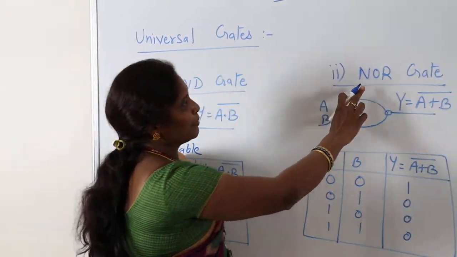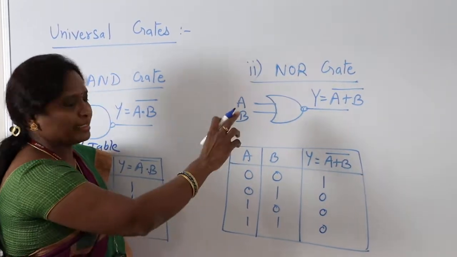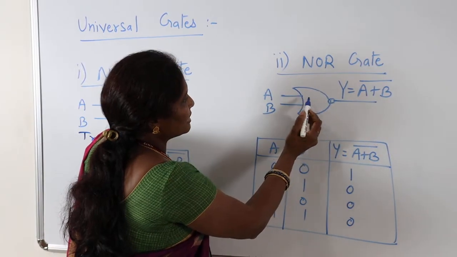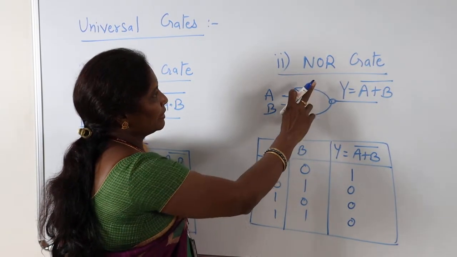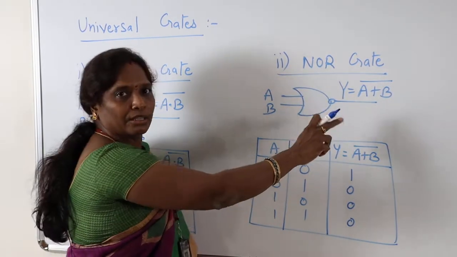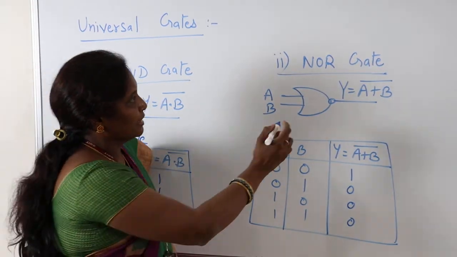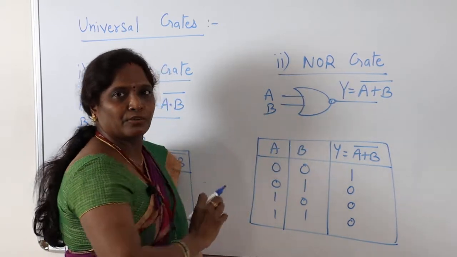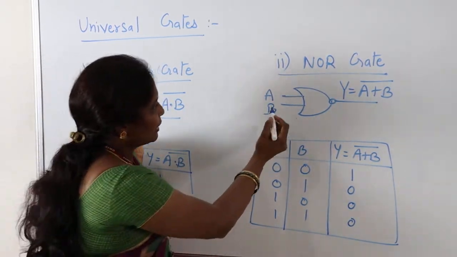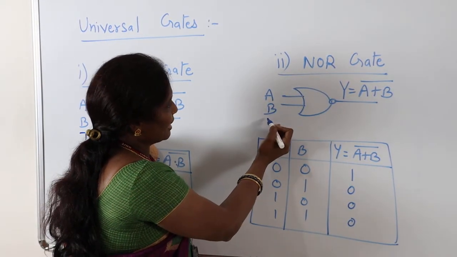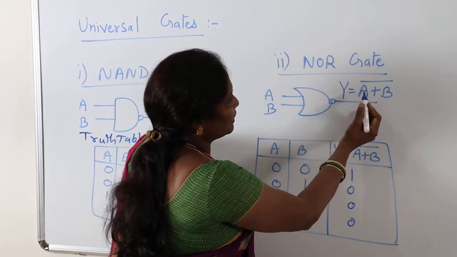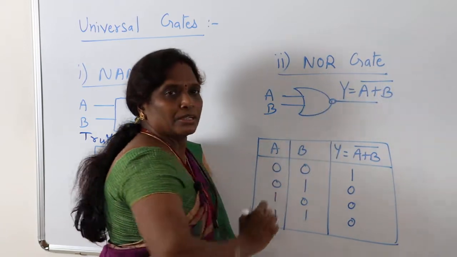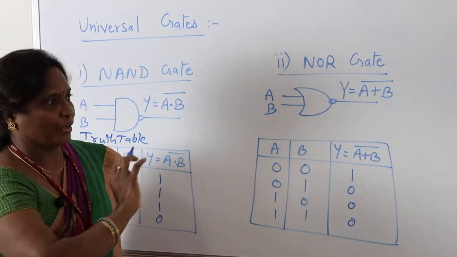And second one is the NOR gate. NOR gate is also known as a universal gate, and here is the logic symbol for NOR gate. NOR means OR NOT. So the output of the NOR gate is the complement of the OR gate. Here for a two input NOR gate, A and B are the inputs and Y is the output, and the expression is Y is equal to (A plus B) bar. So it is the complement of the OR gate.